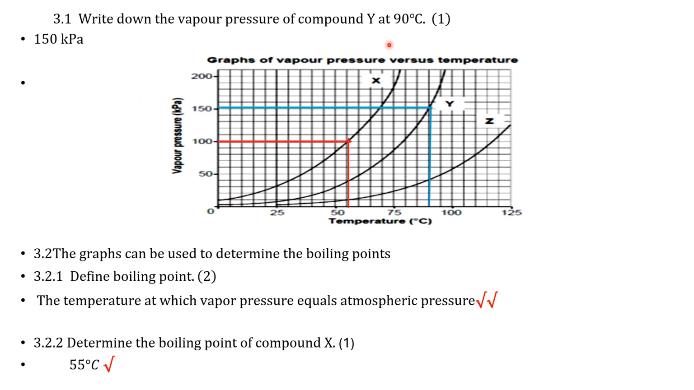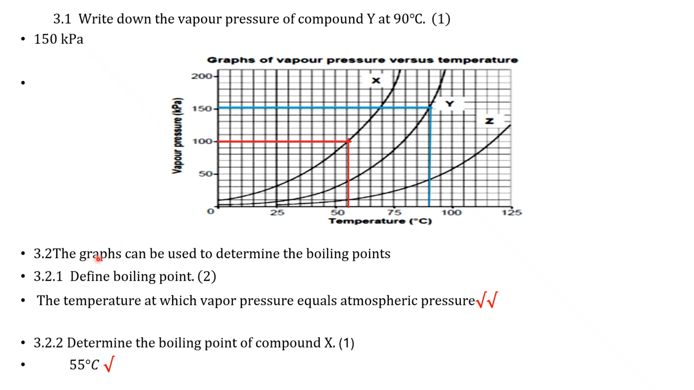Right? So write down the vapor pressure of Y at 90 degrees. Right? So there, if I go 70, 75, 80, 85, 90, go upward, 90 there. You can see I draw a blue line and a cross. I basically stop at 150 kilopascal. Right, so the vapor pressure of compound Y is 150 kilopascal at 90 degrees Celsius.